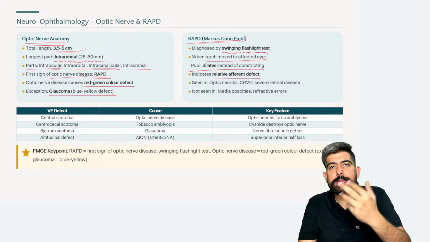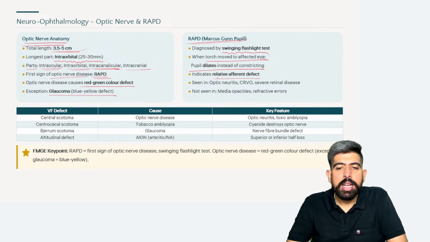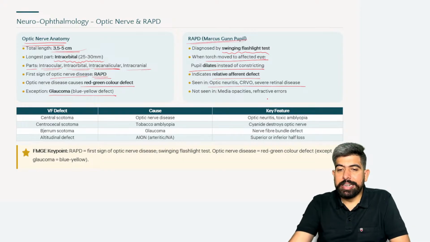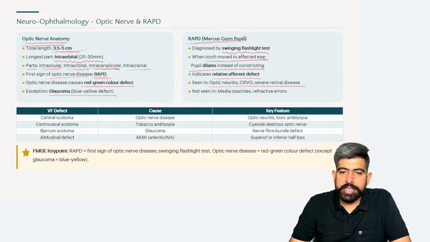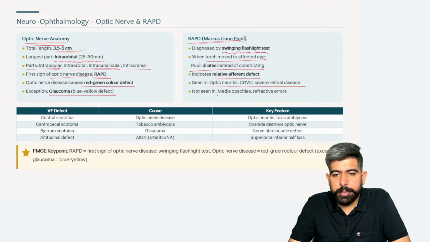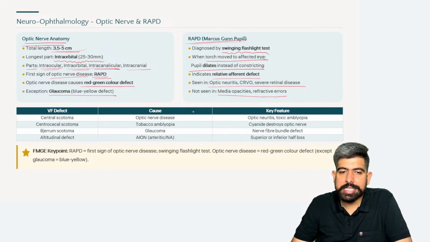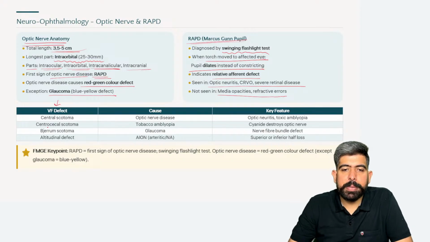Of course, what will we find in the swinging flashlight test? We understand that the patient has a relative afferent defect on the right side. This is seen in optic neuritis, central retinal venous occlusion, or severe retinal diseases, right? This is not seen in media opacities or refractive errors. But what kind of visual field defect can be found in optic neuritis?